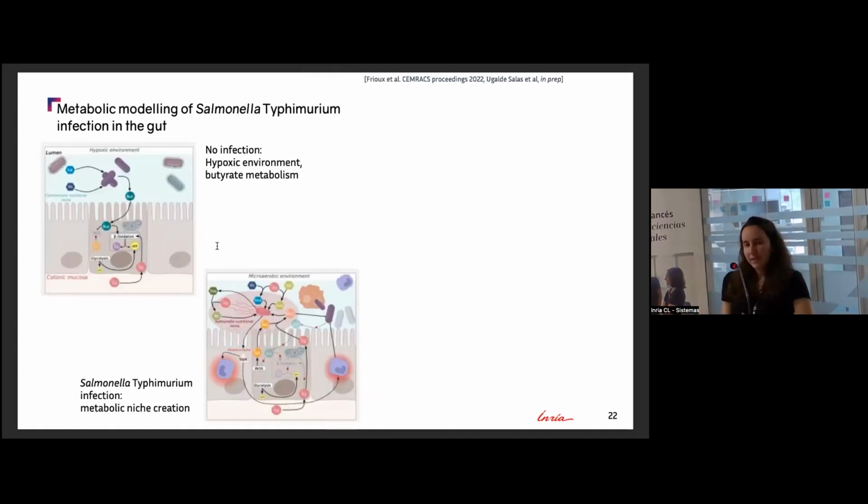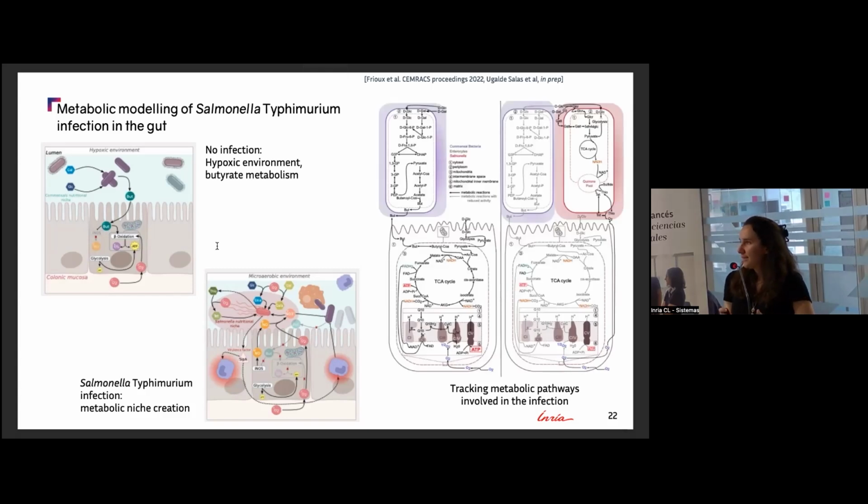So our application here was no longer the cheese, but the infection of a pathogen, Salmonella typhimurium, in the gut microbiome, in the human gut microbiome. That is a process that is very well known by biological experts. We know how the microbiome works when there is no infection. We know the perturbations that the bacterium is likely to trigger when it arrives and how it can alter the system. So we translated what we know into metabolic networks and tracked metabolic pathways that were associated to the infection.